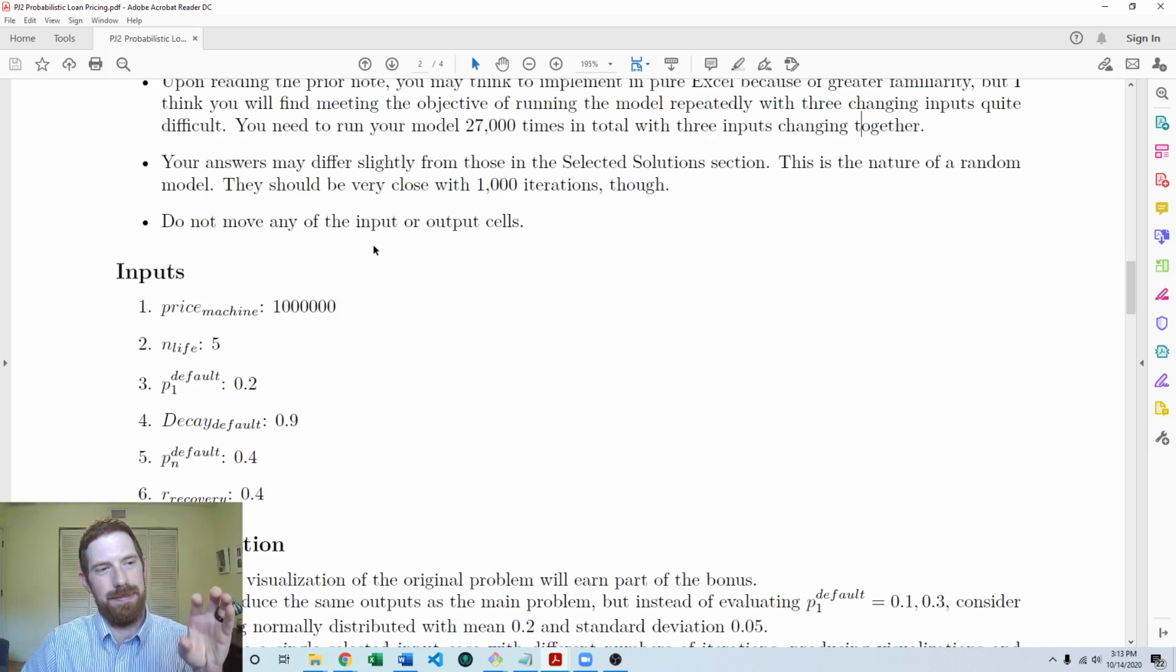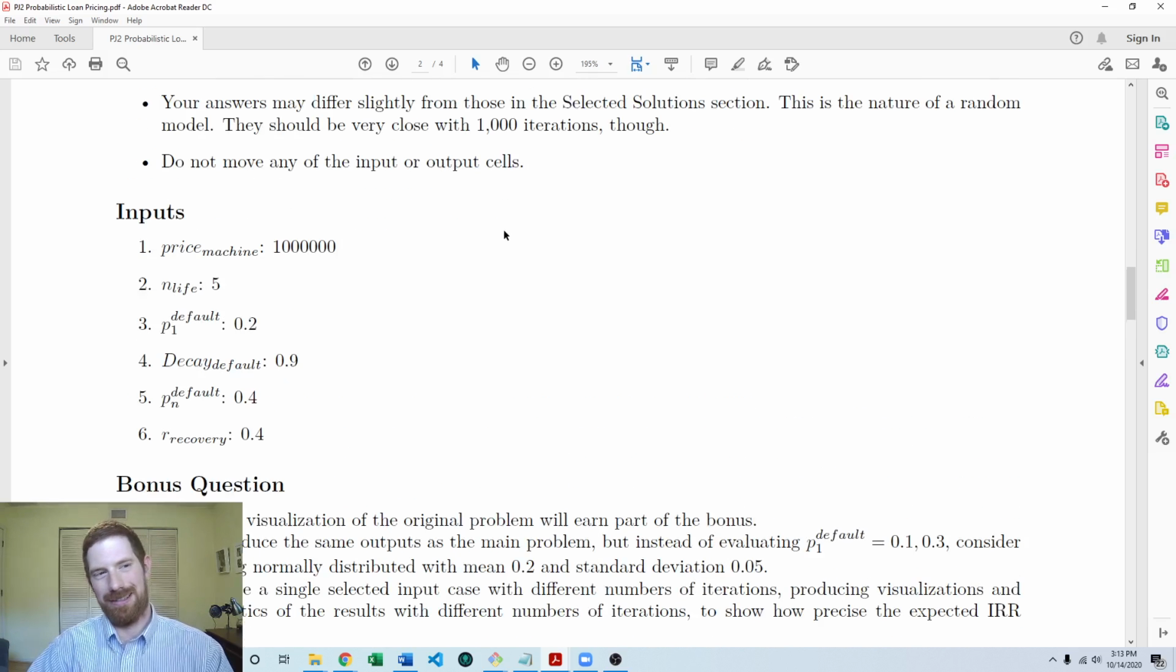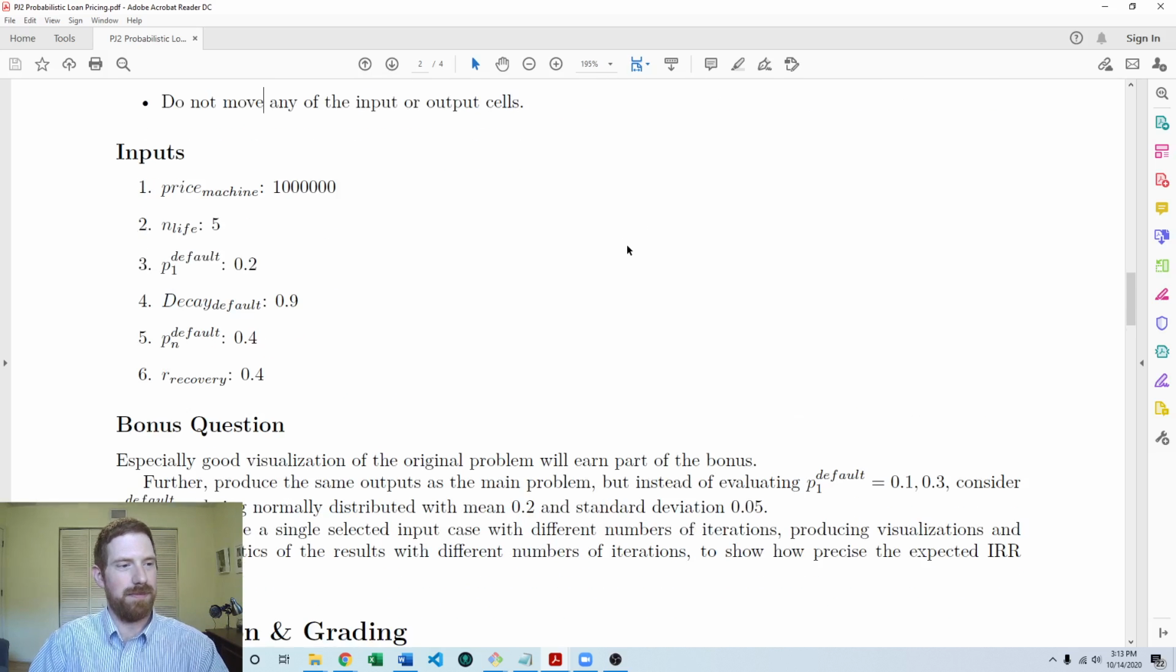And as with all the projects that have templates, you don't want to move any of the input or output cells. And in Python, just like with the first projects, you're going to have certain variables that need to be defined to give your answers.